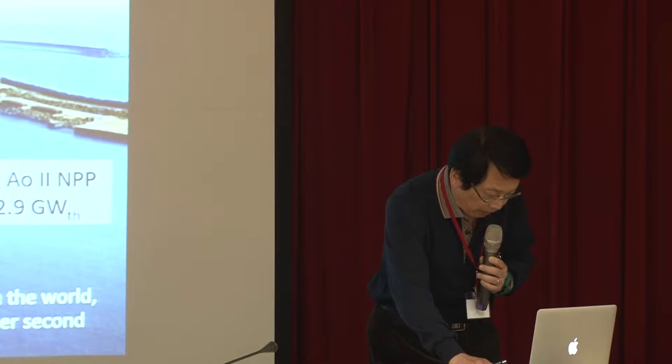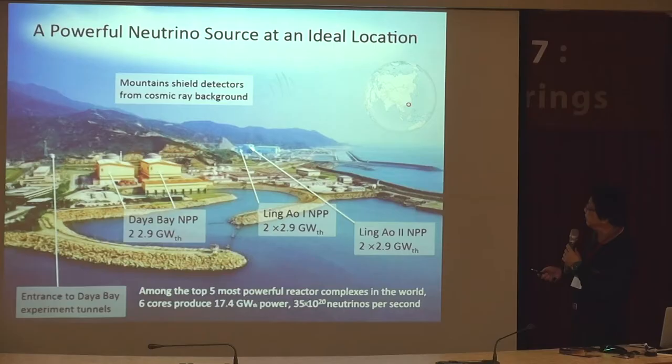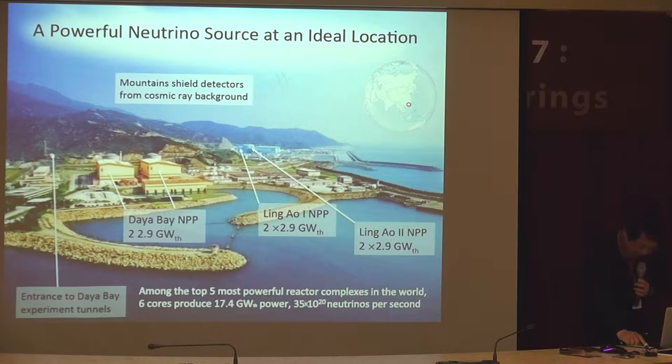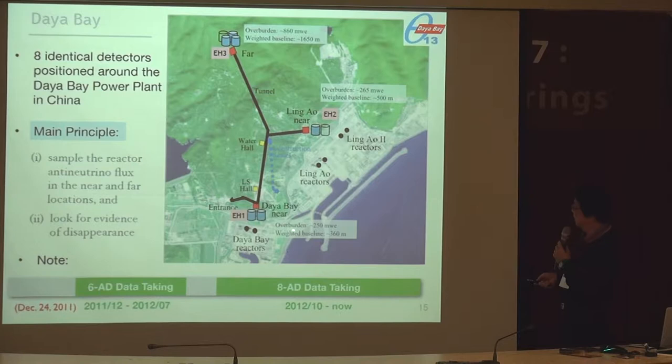So this is the three reactor complexes, and there's a mountain nearby. This mountain is a granite mountain, which gives pretty good shielding, and we actually got agreement with the power company that we can dig a tunnel from this entrance. So this is the layout of the experiment. You can see once we come in from the entrance, we have two near halls because of the way the reactors are laid out here, and one far hall over here.